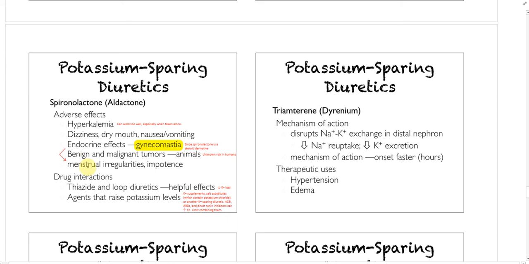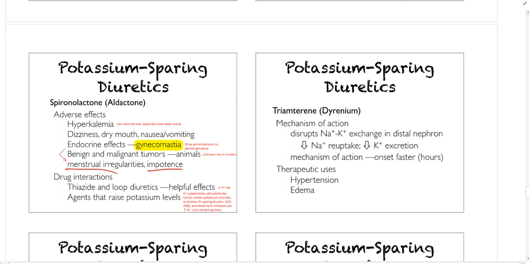We also have the potential development of benign and malignant tumors that they've seen in animals. We don't know whether or not that's actually the case in humans. And along the same lines with the steroid derivatives and endocrine effects, we can cause some menstrual irregularities and impotence. Another important one to tell your guys about. And for women, this is important as well.